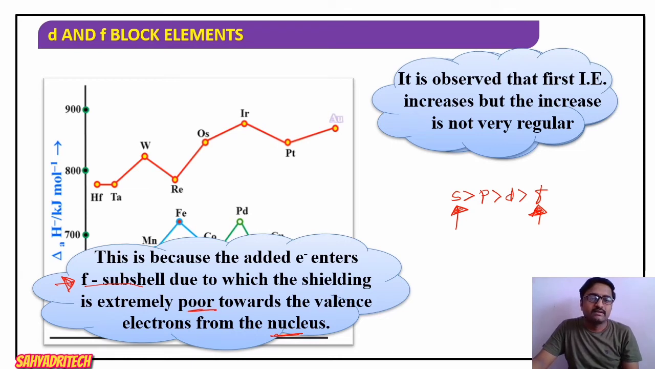So at the last, what happens? The added electron enters the f subshell, and these f subshells have a very poor shielding effect, extremely poor shielding effect. Therefore, there is a variation in the ionization enthalpies.